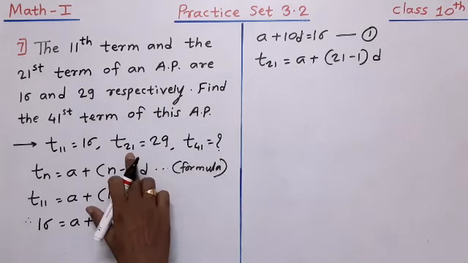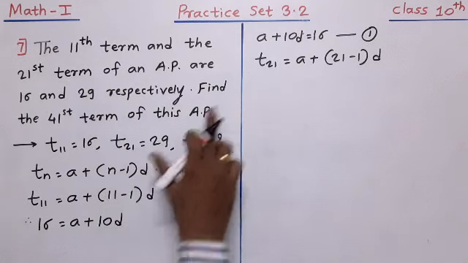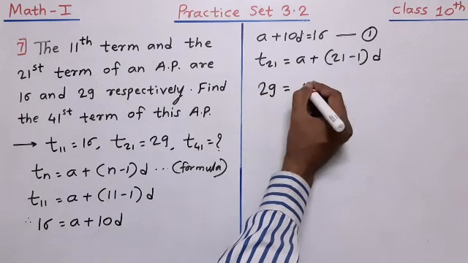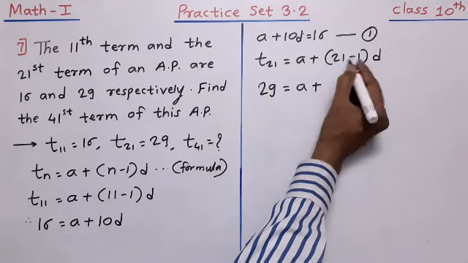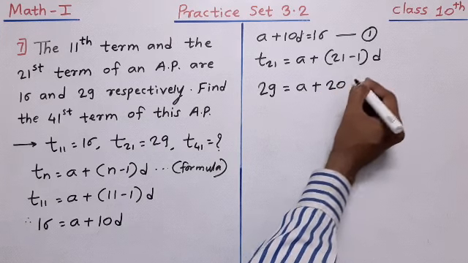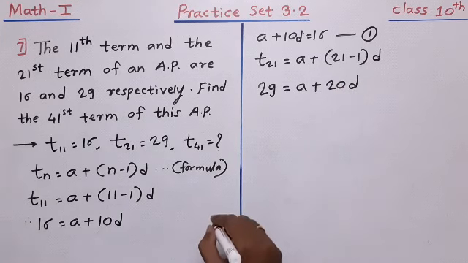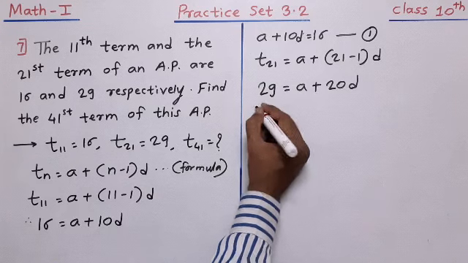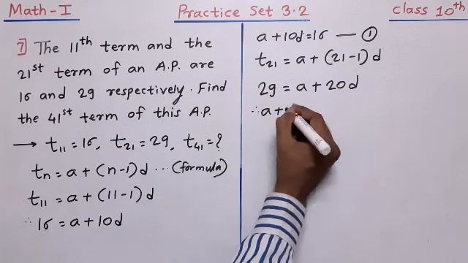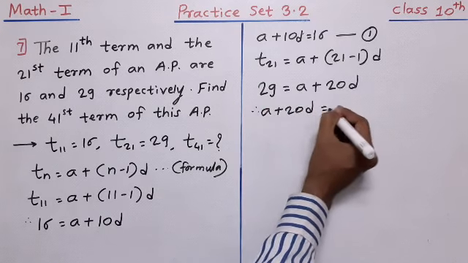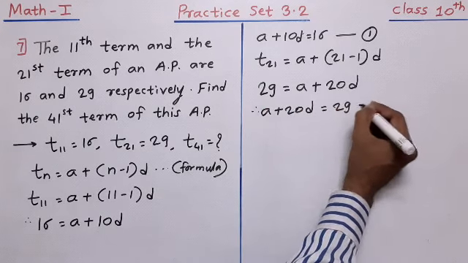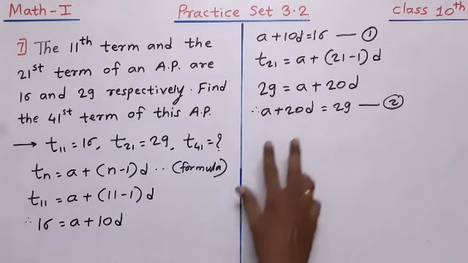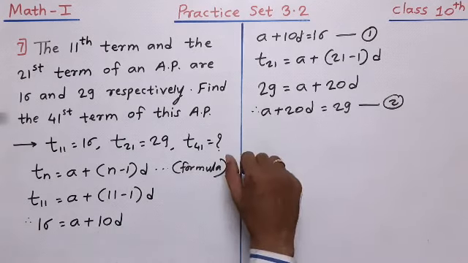T21 is known. It is given in the question. We can put the value directly here. 29 is equal to A plus 21 minus 1, 20 into D, 20D. Now again interchanging the sides, we get A plus 20D is equal to 29. Suppose this is equation number 2. This is also the linear equation in two variables.